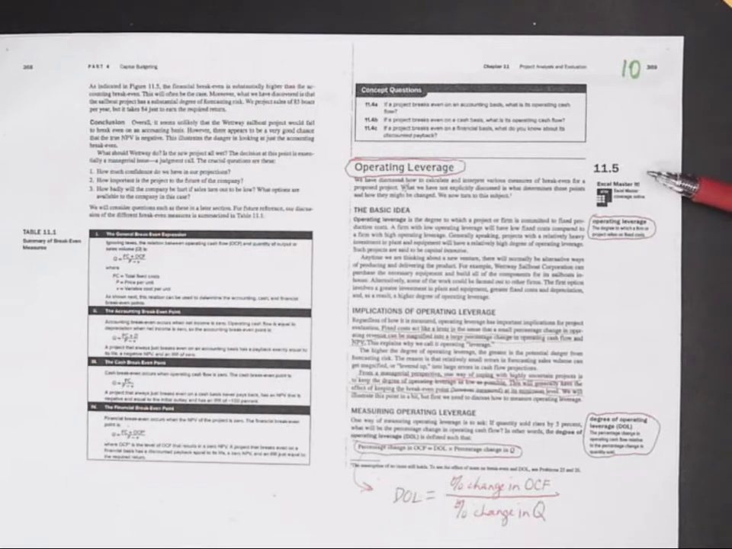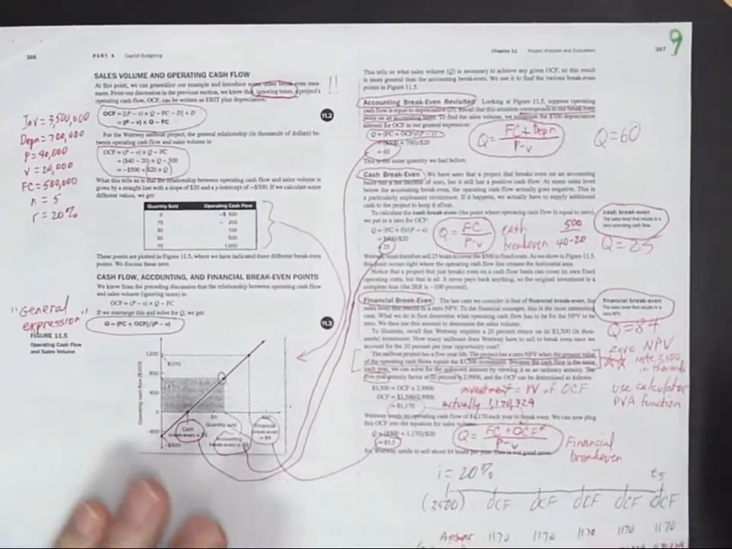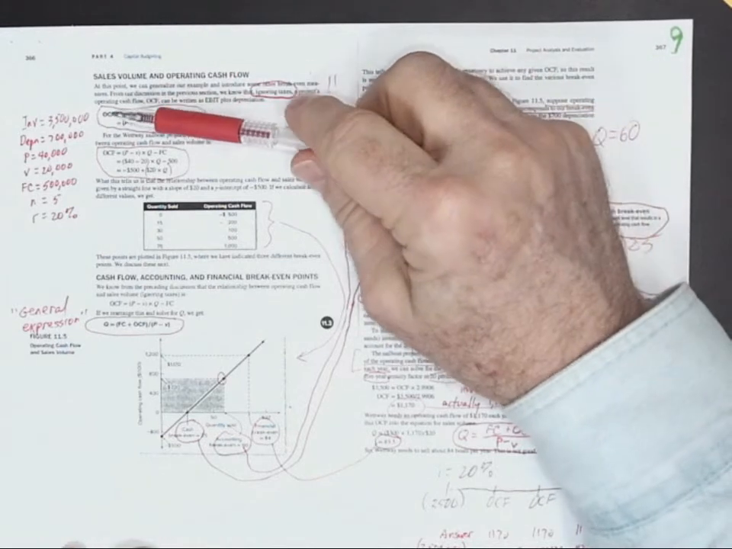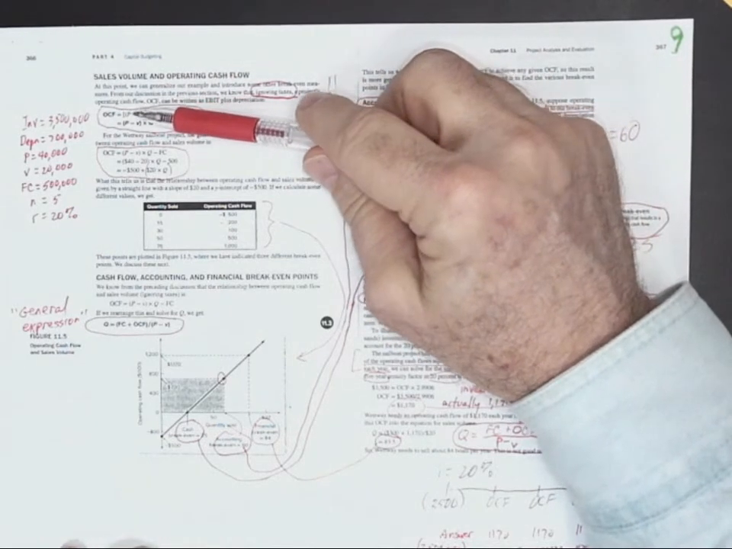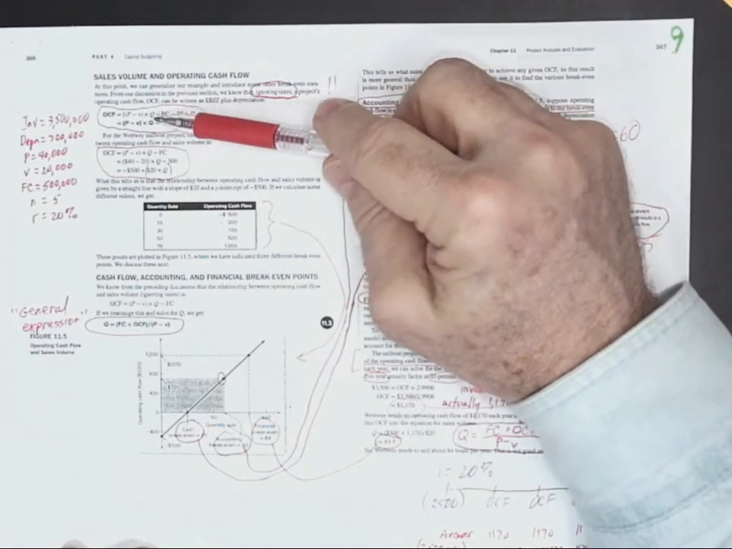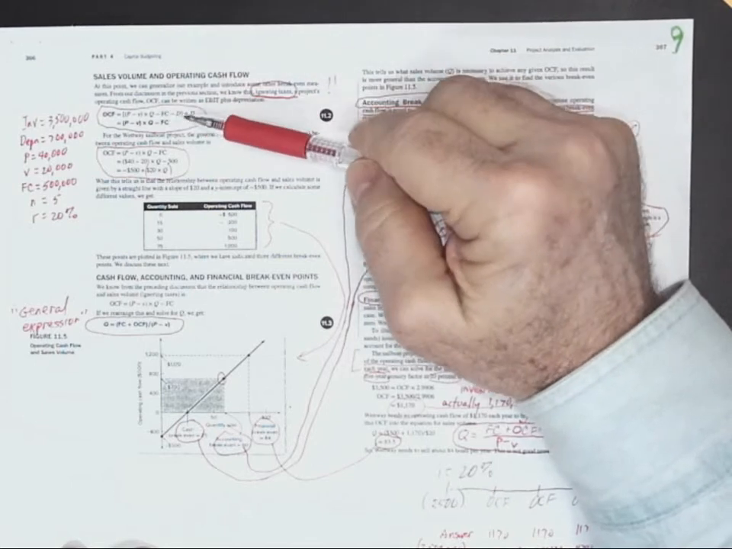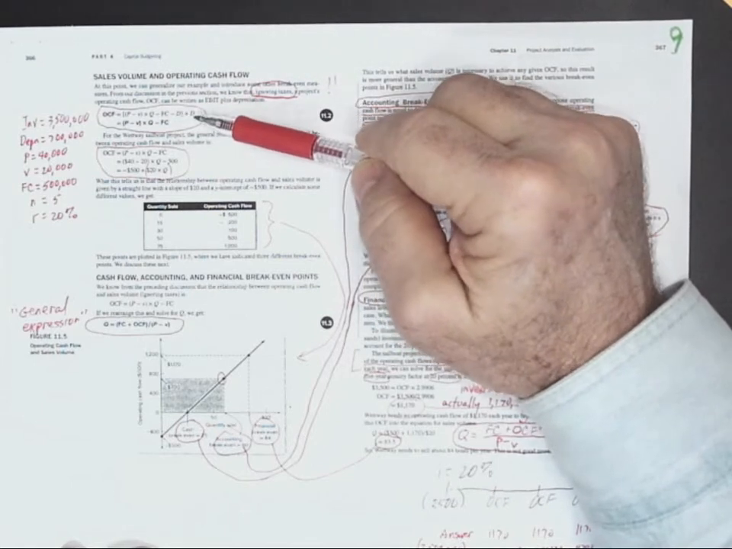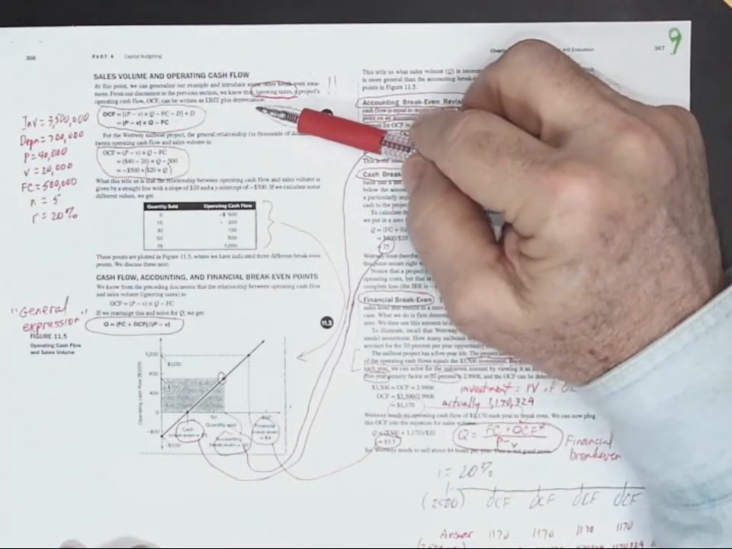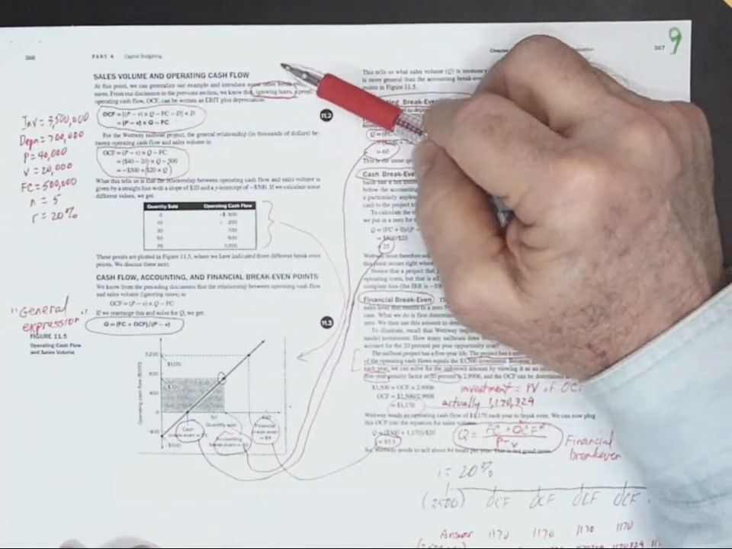Section 11.5 is entitled Operating Leverage. But before I get into that, I wanted to go back into 11.4 for a second to show something. This is on page 366. And we see here up at the top that operating cash flow is being represented as the price per unit minus the variable cost per unit, multiply that by the quantity, subtract fixed costs, subtract depreciation, and then add back depreciation. Well, this is EBIT plus depreciation, but it is ignoring taxes.